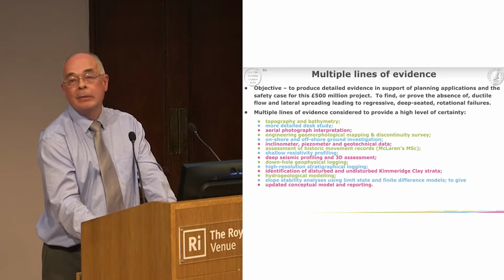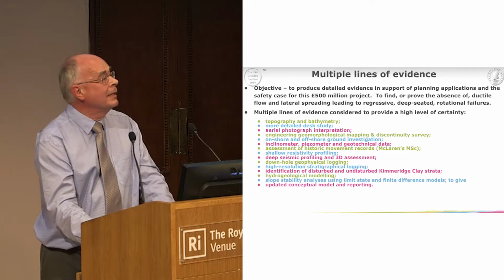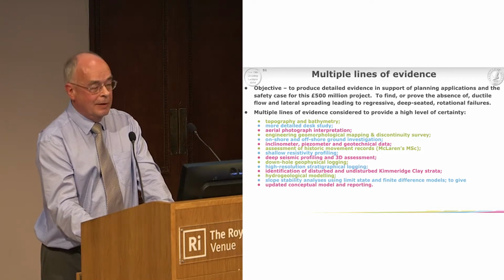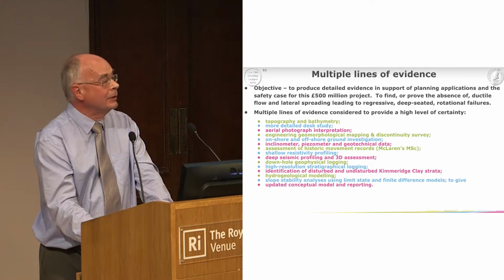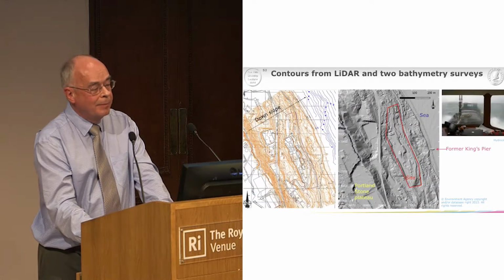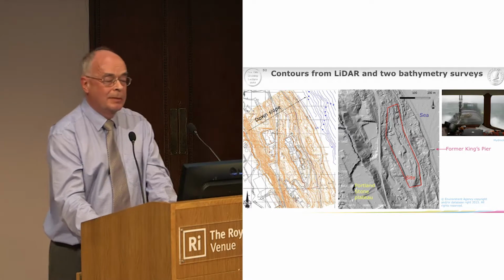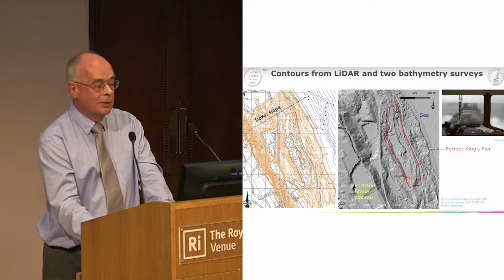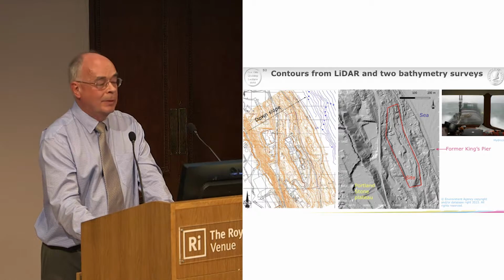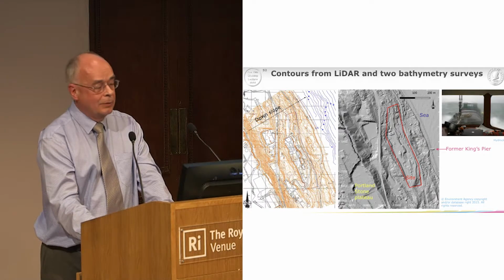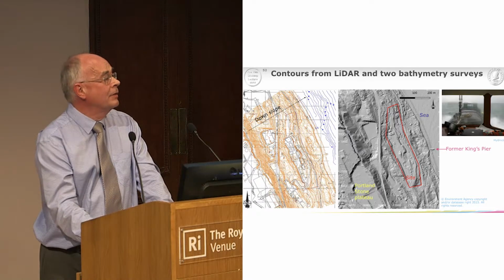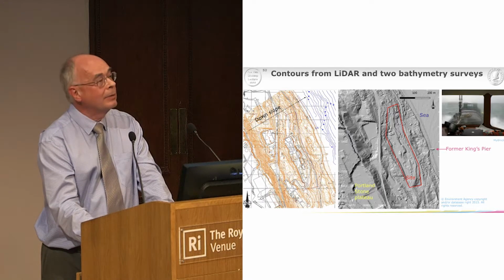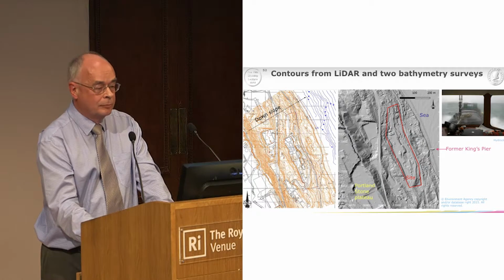I don't expect you to read them all, but I'm just going to go through briefly some of the things we did to give you a flavour of the site. First thing we needed was some contours, and we got these from a LiDAR survey plus bathymetric surveys offshore. This enabled us to start plotting up our desk study information, and it also would give us a base for site investigation and future cross-sections for detailed numerical stability analysis.